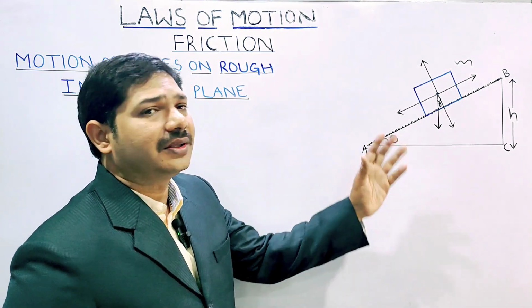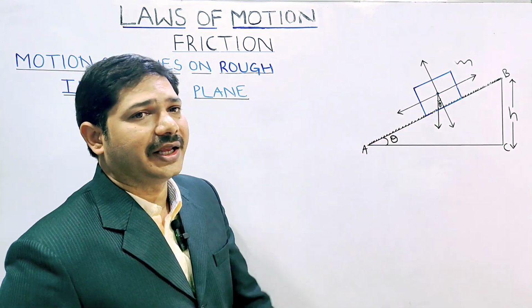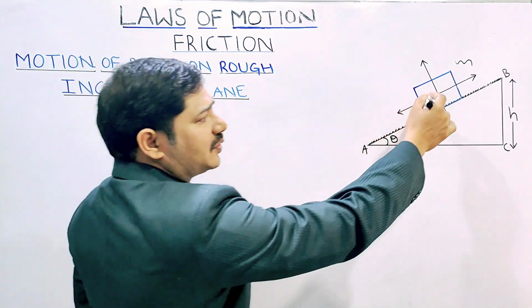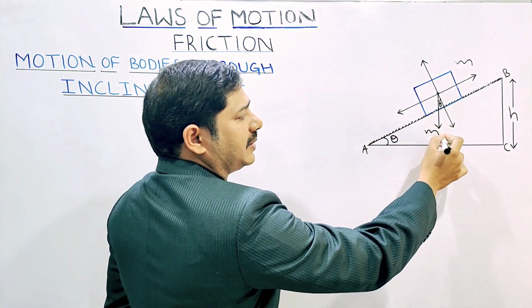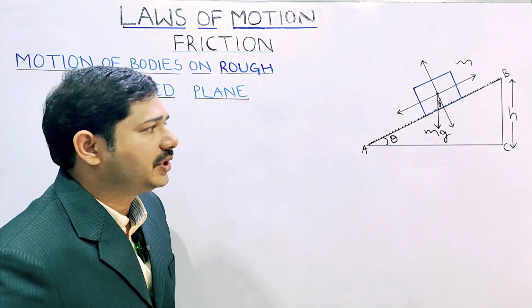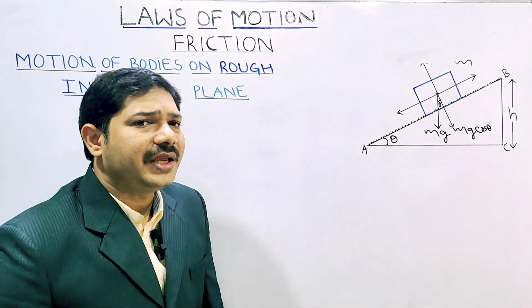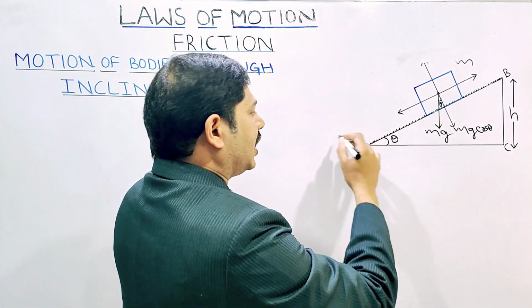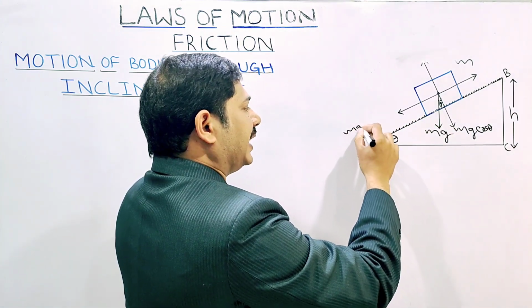Resting means how many forces are acting here? You can observe that the weight of the body acts vertically downward, denoted by the symbol Mg. This Mg is resolved into two rectangular components: one is Mg cos theta, and the other is Mg sin theta.